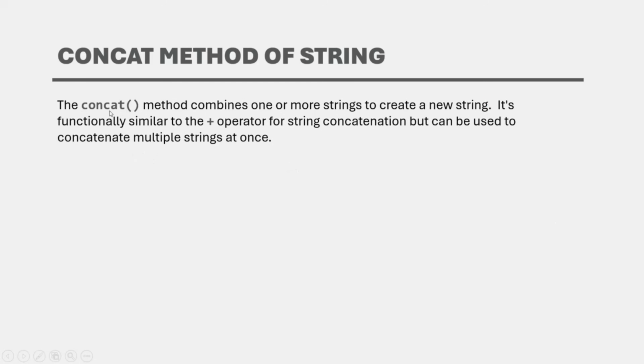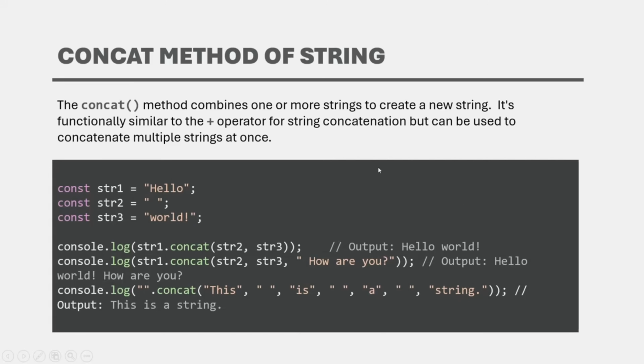Then we also have a concat method on a string. What this concat method does is it concatenates two or more strings. So for example, we have this string str1, we have string str2 and string str3. Now you have to call this concat method on a string, and to this concat method you also need to pass another string which you want to concat. So in this case, we are calling the concat method on str1, and to this concat method we are passing str2 and str3. So what this concat method will do is it will concatenate str1, str2 and str3.